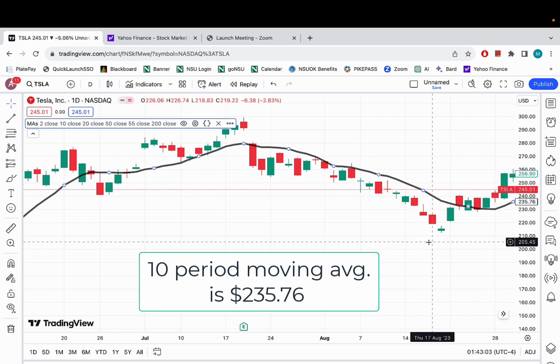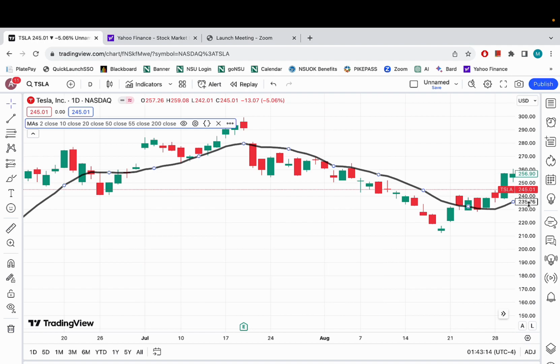If someone is to make a decision, they would say that the current price, that's 256.9, is above the 10-period moving average, and that 10-period moving average is 235.76. They would take this bullish position.